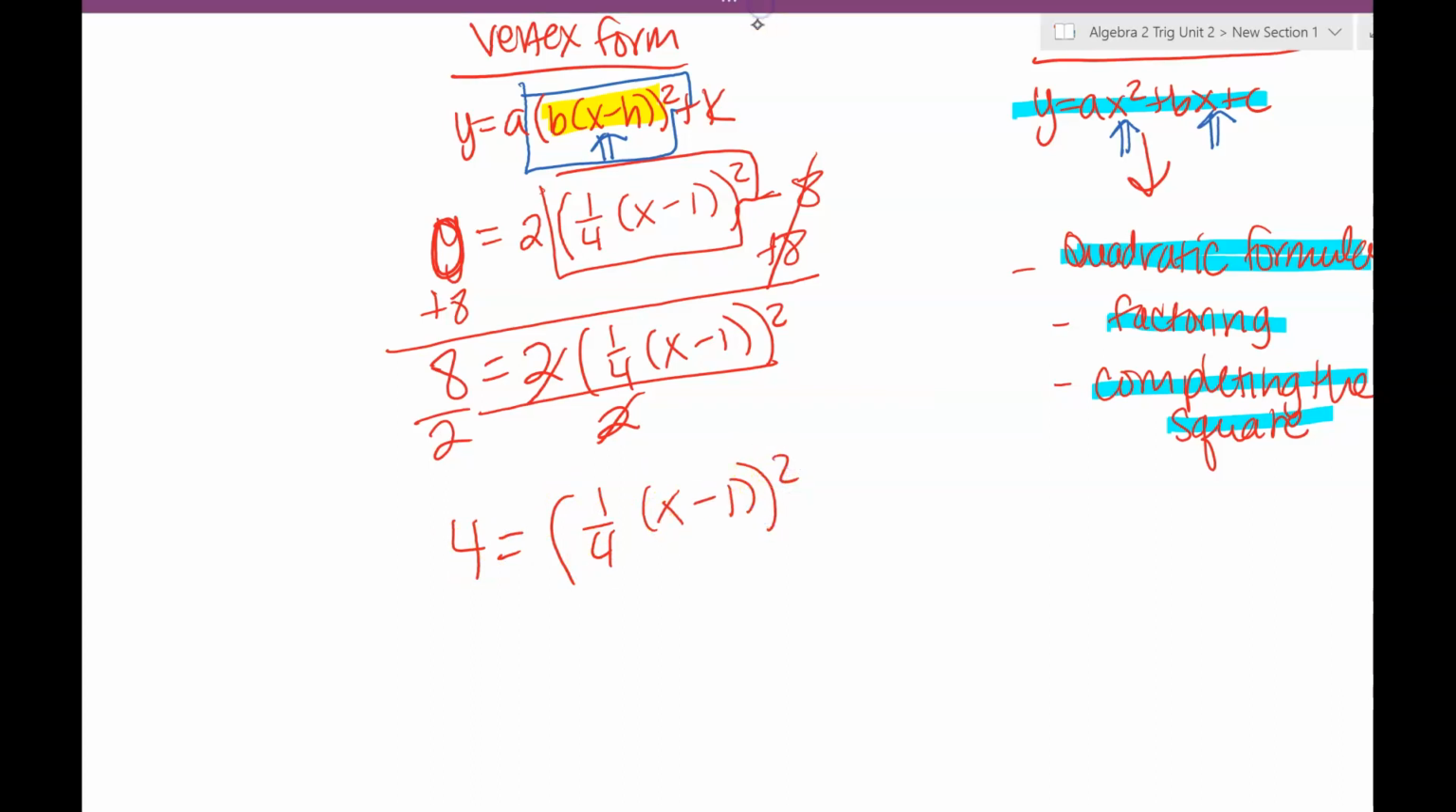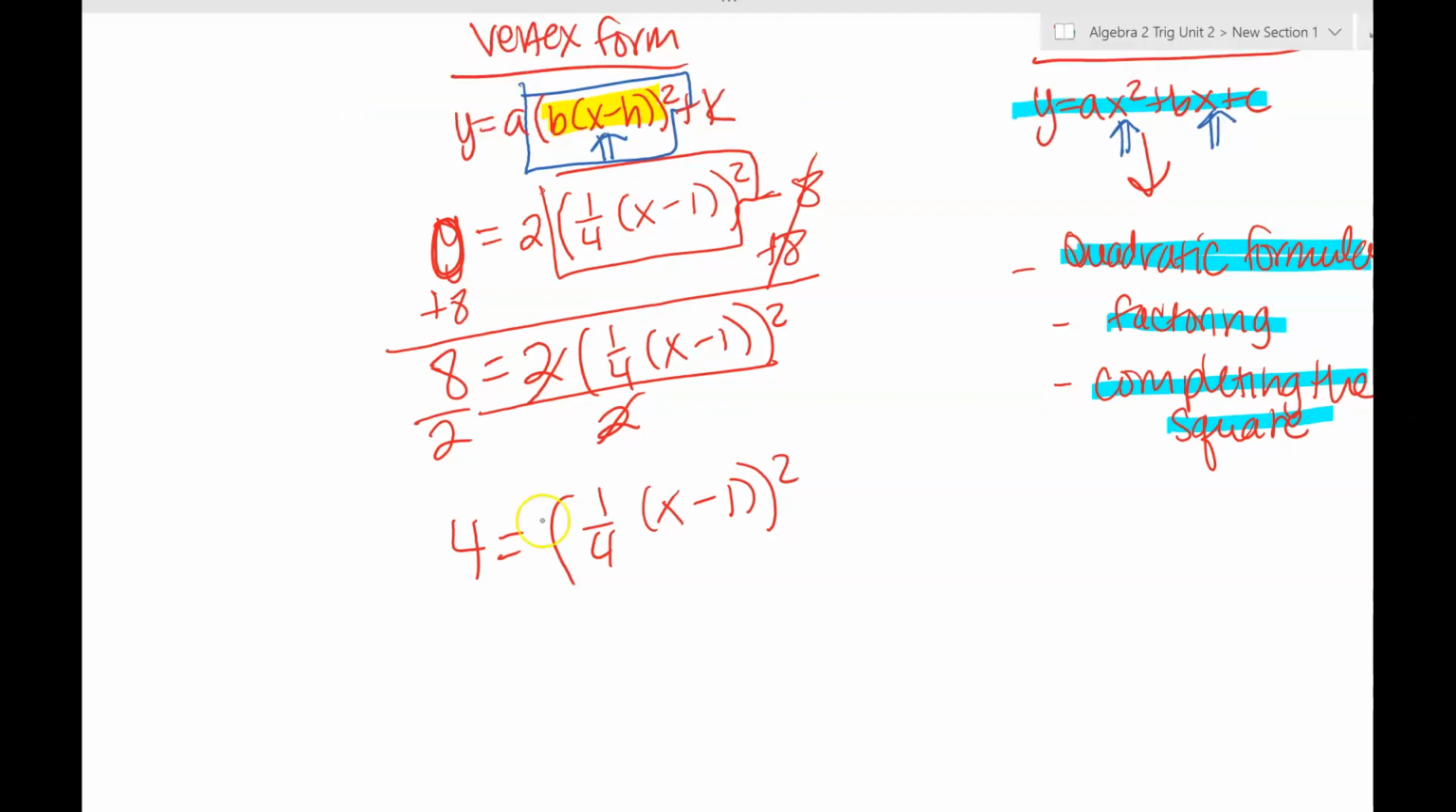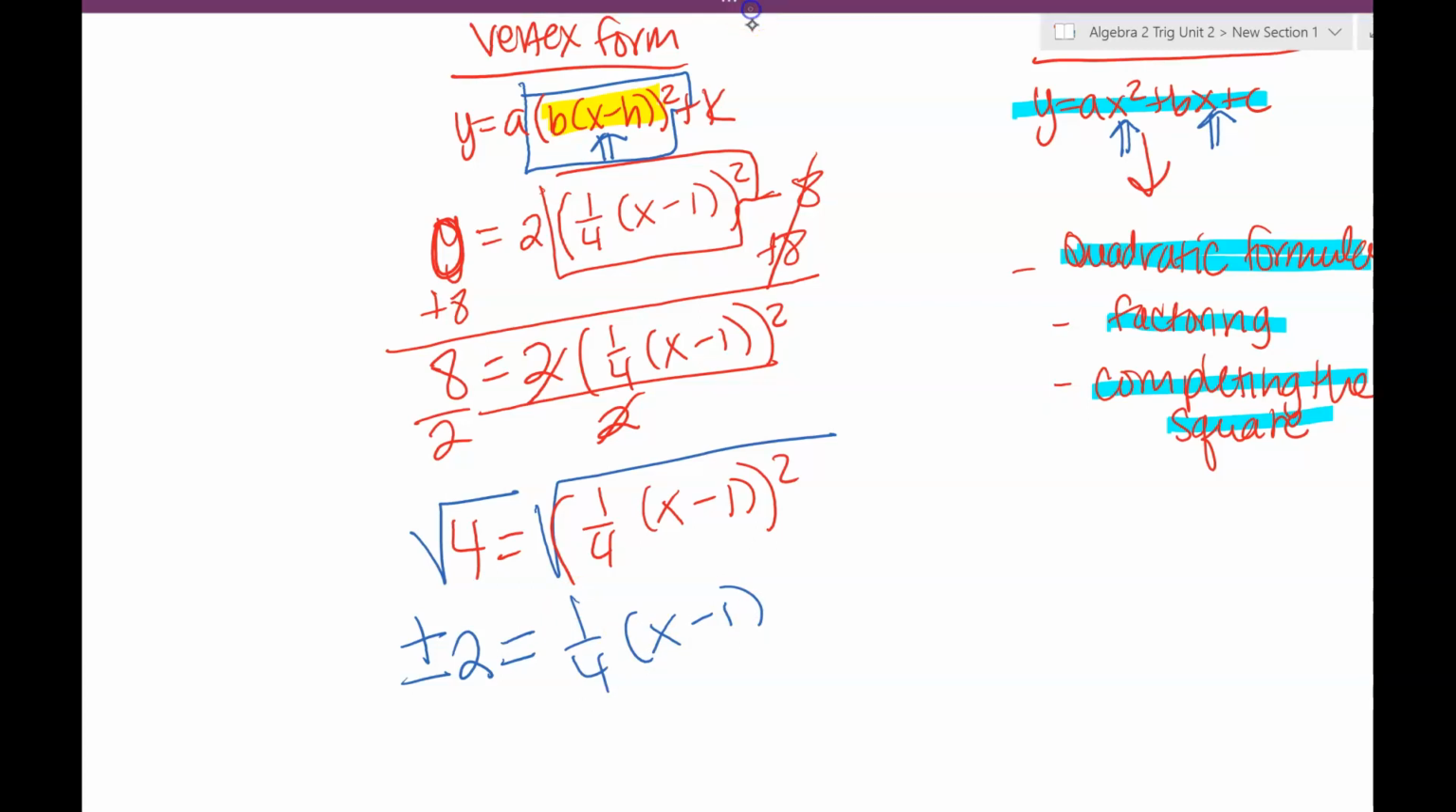Now, in order to get rid of the squaring portion, so that we can move around some of the variables and constants that are inside of that perfect square, we're going to want to do the inverse of that, which is take the square root. So on the left side, we will get plus or minus 2. On the right side, we will get 1/4 times (x minus 1).